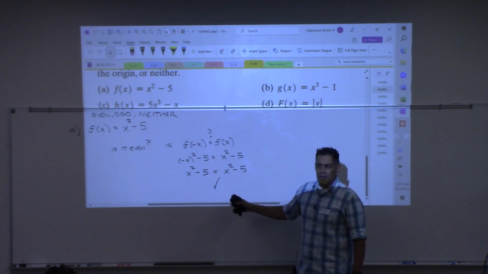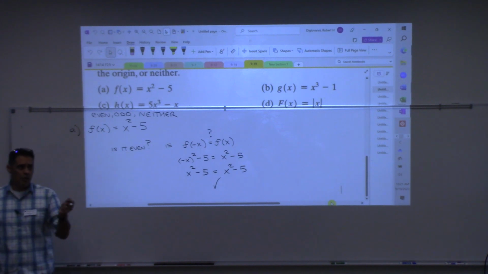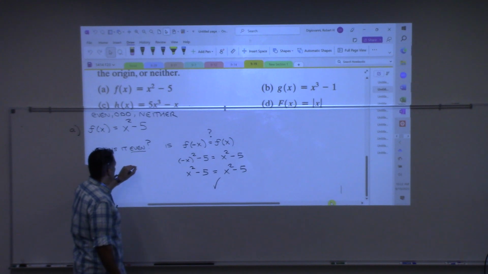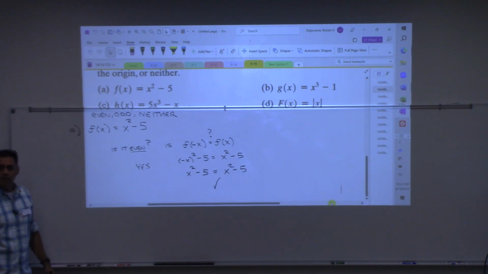And we can stop. A function cannot be both even and odd. It's one or the other or neither. Yes, even. Do y'all understand I'm done? I don't need to check odd? Do you have a question?